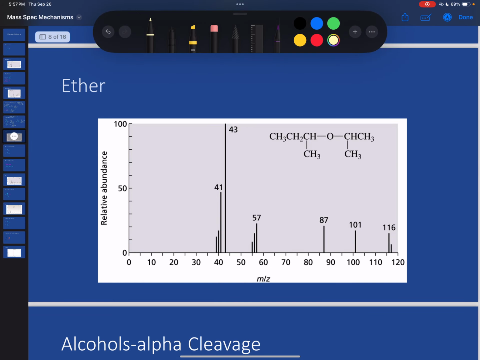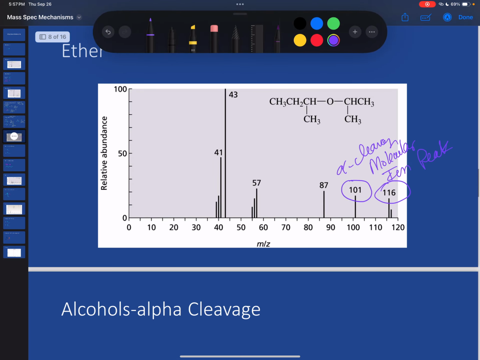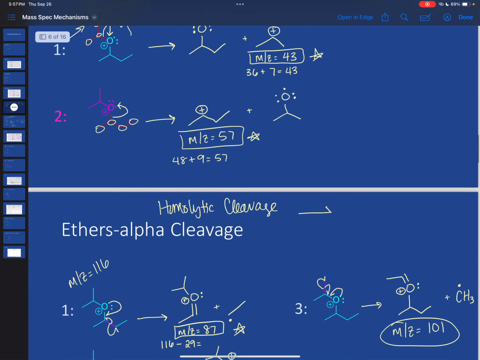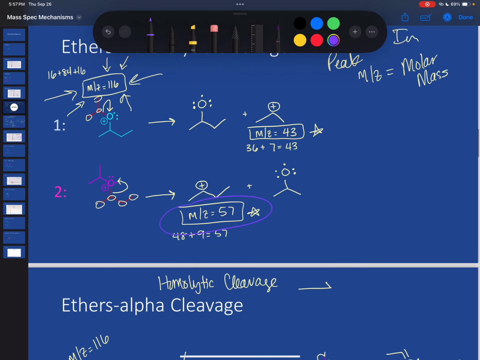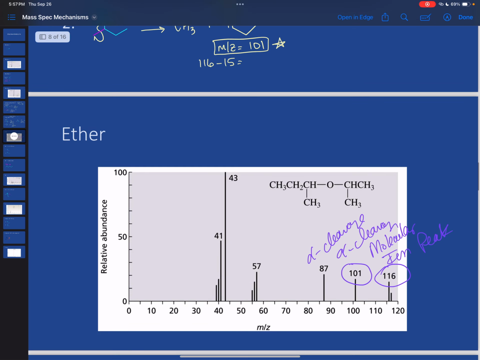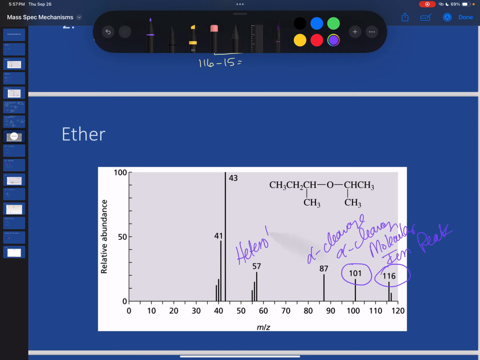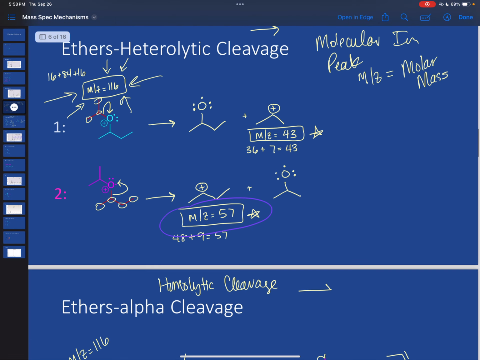All right, so again, that first one I'm going to find is my largest, so that does line up with what I expected to see for my molecular ion peak here. Then I did expect to see 101 from my alpha cleavage. And then where was 87? 87 was also alpha cleavage. And then 57, let's see. 57 came from my heterolytic cleavage right here. And then 43 also came from my heterolytic cleavage.